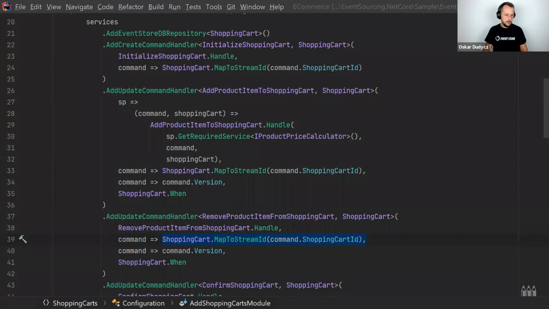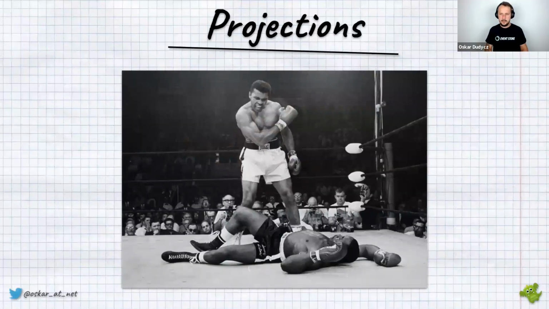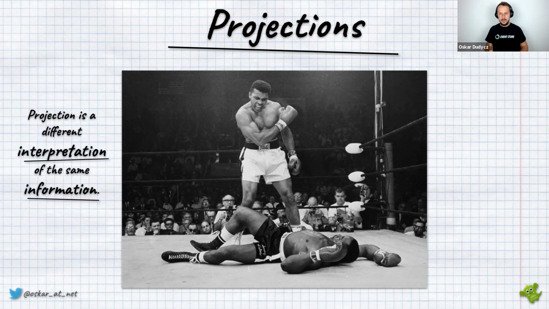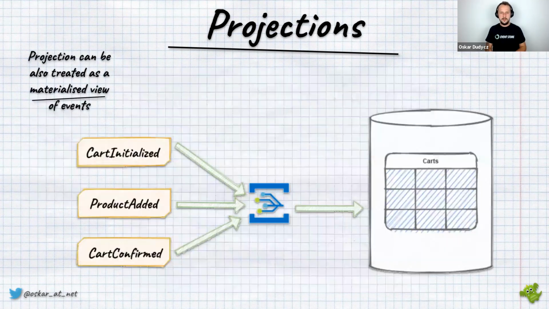So let's get back for a moment to slides and discuss how to build read models. Projections are different interpretations of the same event. As you see, this is Muhammad Ali who just knocked down one opponent. And this is the fact. This is the event that happened. But as you see, Muhammad Ali has a totally different interpretation of this specific fact than his opponent. So exactly the same is for projections. We can have the same information, but interpret it differently.